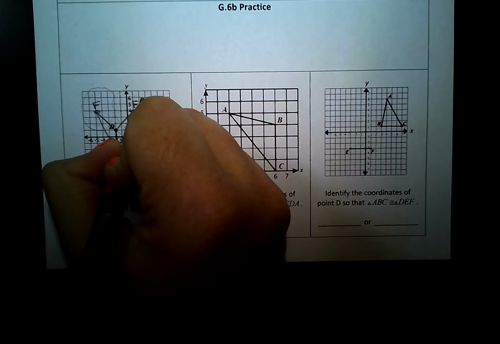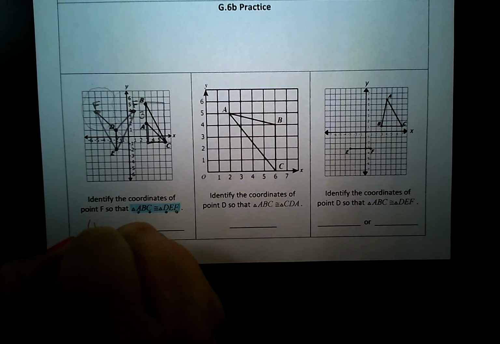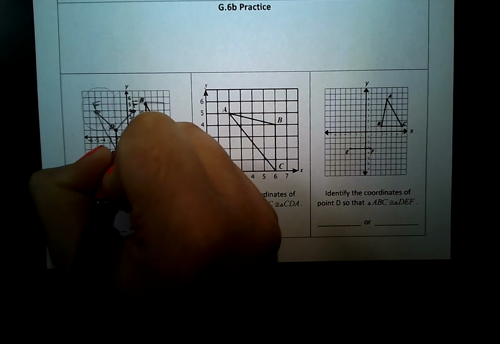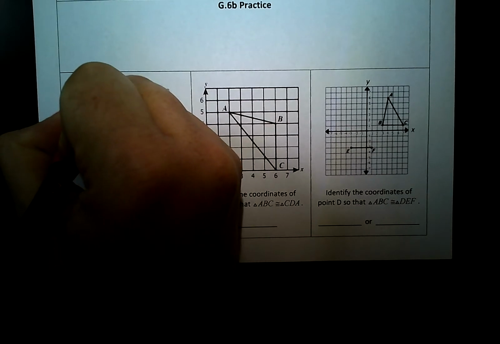I've got one at (1, 4), or I've got another possibility at (-5, 4).